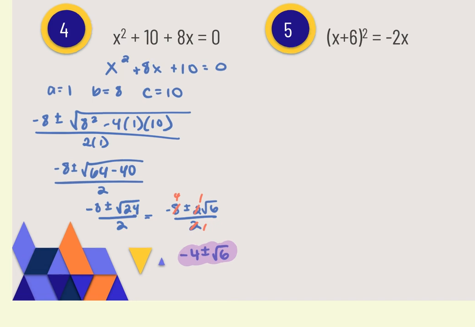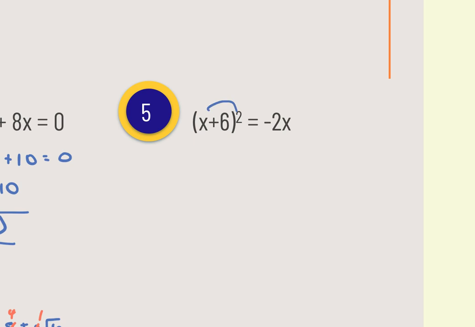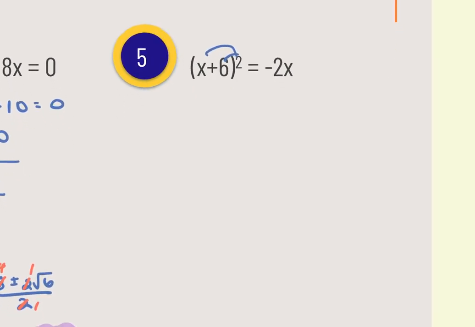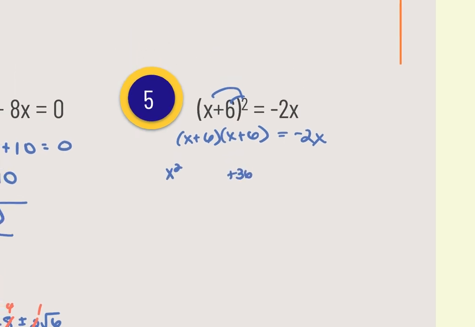We're not going to distribute the exponent because we stopped doing that weeks ago so that I don't lose my mind, right? We're going to expand and FOIL this or use the perfect square shortcut, which is square the first, square the last, and then double the product of the terms. So 6x times 2 would be 12x. So you either FOIL out the x plus 6 and x plus 6, or you use that shortcut. It still equals negative 2x.